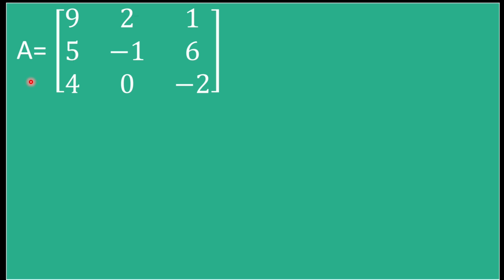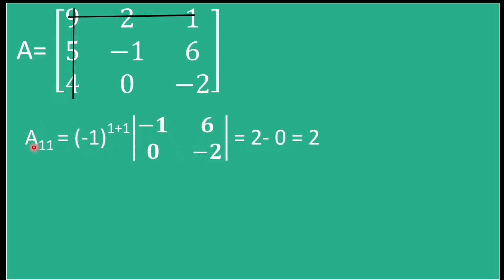For the adjoint of the matrix, first of all, we will eliminate the first row and first column, and then we will write this -1, 6 and 0, -2, like this. And for this A11, we will write here (-1) to the power 1 plus 1. Now we will multiply these two terms, so it will be equal to 2, and this 0 times 6 equals 0. So overall this is equal to 2. And now this is our first element, our cofactor. You can say A11 equals 2.